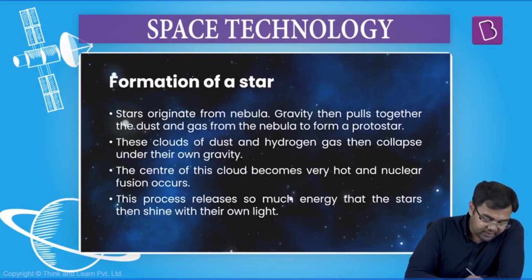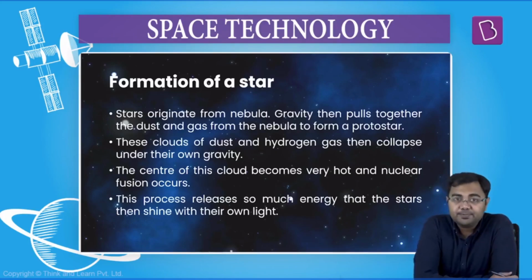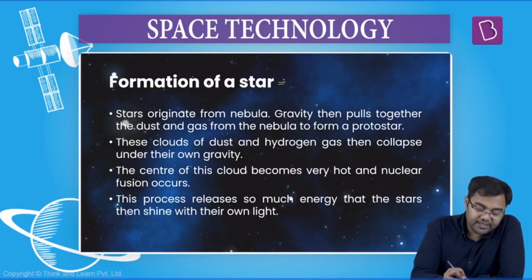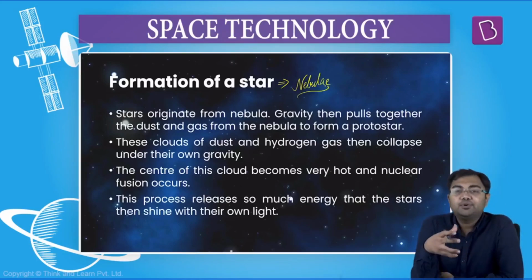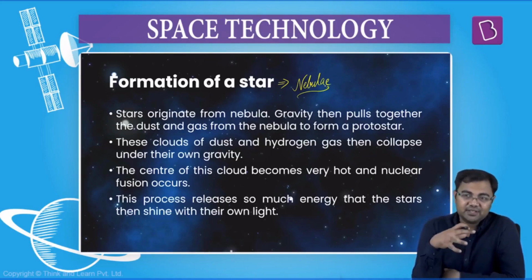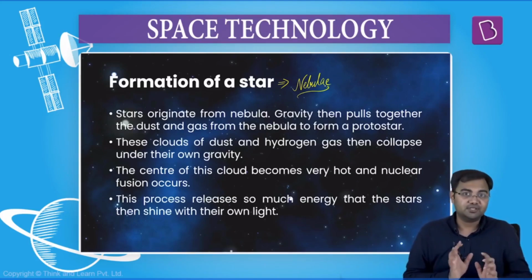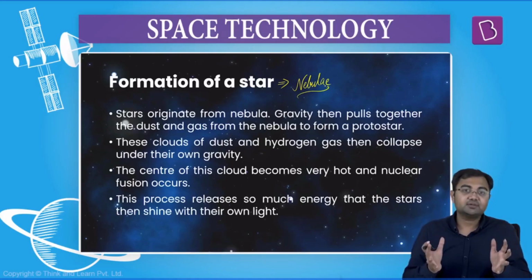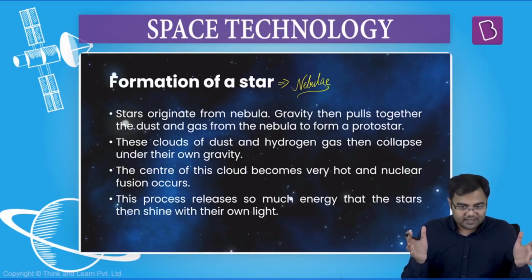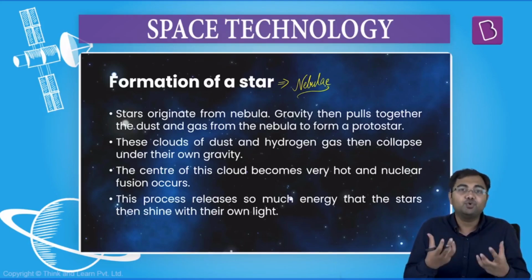Now the next topic that we come to is the formation of a star. Now stars basically originate from something which is called a nebula. Now these nebulae are, you can say, nothing but clusters of dust, gases, etc. that have just come together as a cloud. Now from here the formation starts. This cluster that you have will start to come together. This cluster will start to form a kind of core.